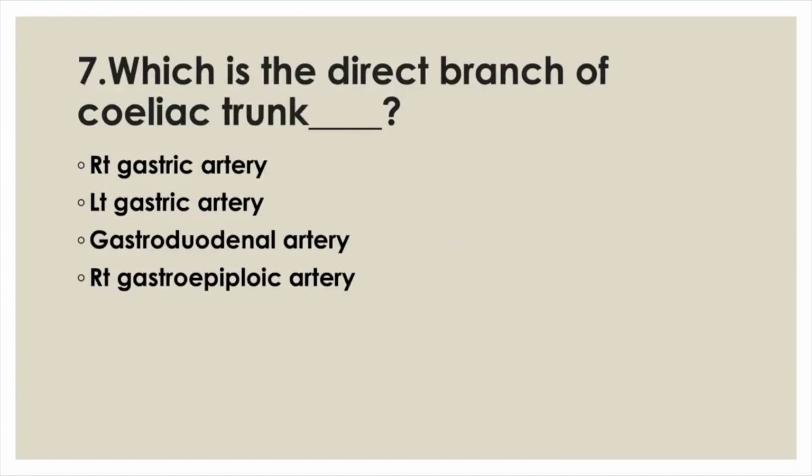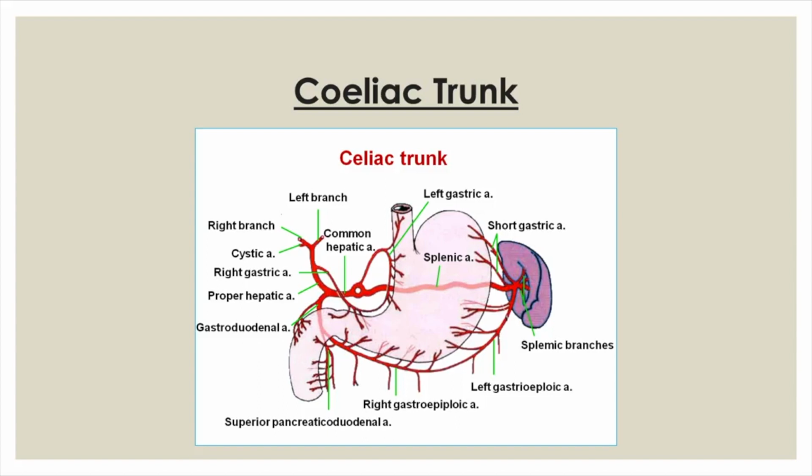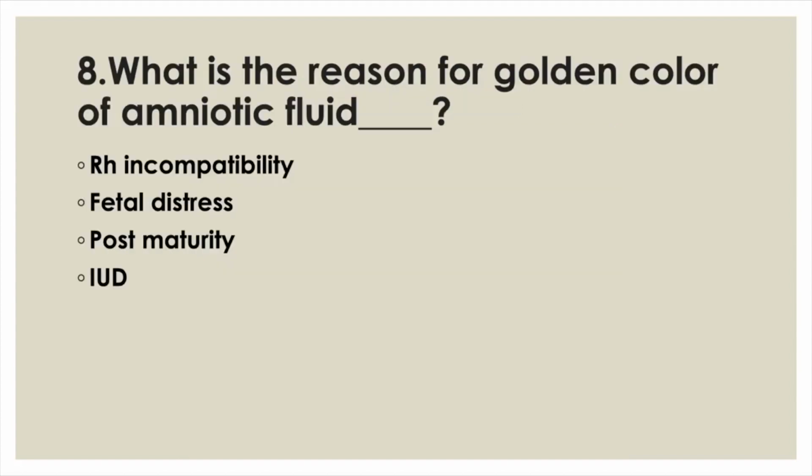Which is the direct branch of celiac trunk? Option A, right gastric artery. Option B, left gastric artery. Option C, gastroduodenal artery. Option D, right gastroepiploic artery. Answer, option B, left gastric artery. Picture of celiac artery.